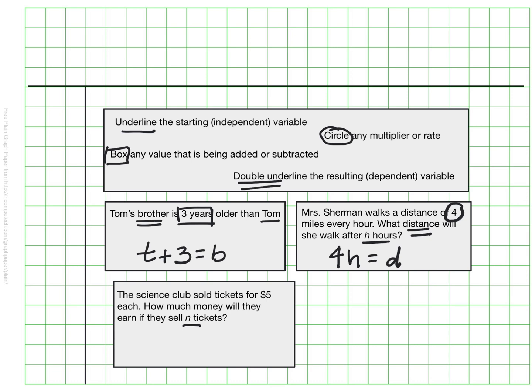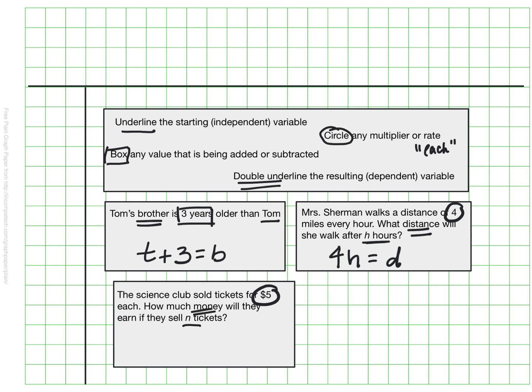I know each ticket costs $5. So if I see this word each, maybe I'll add that up here. If I see something about each, this might help us know that it's a multiplier. So it's $5 per ticket. And we're trying to figure out how much money they would earn, so I'm going to double underline that M for money.